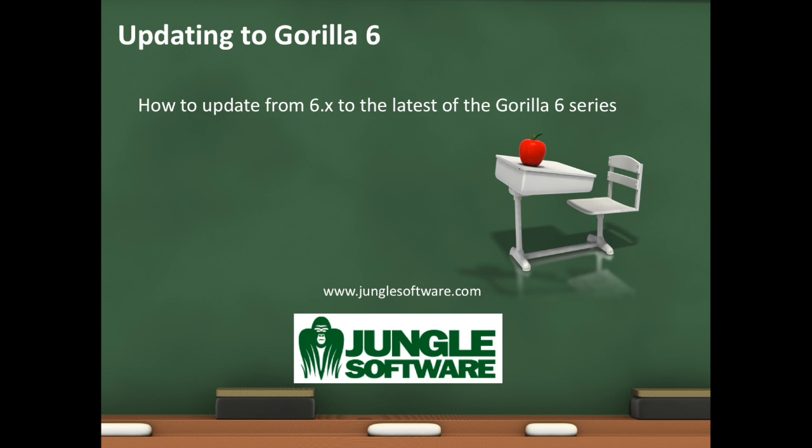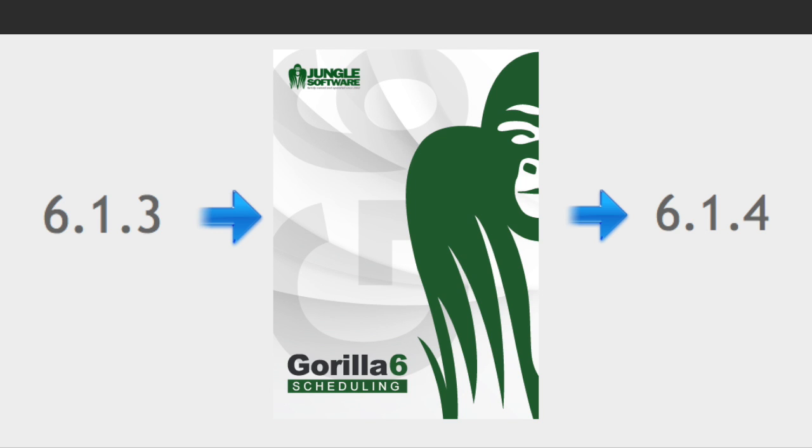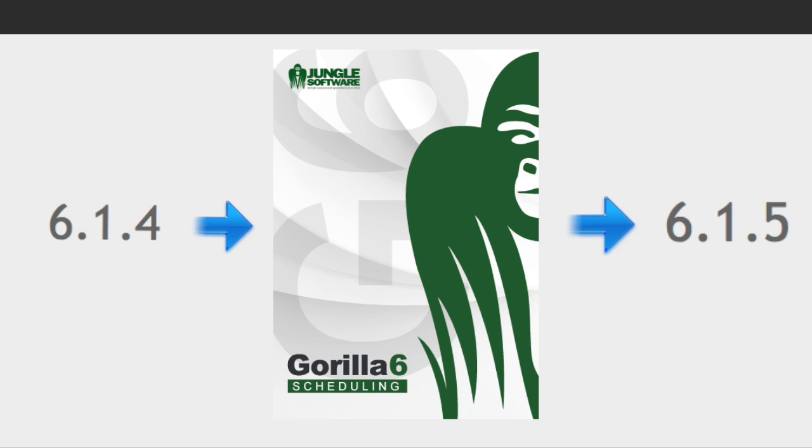This video will explain how to update your version of Gorilla 6 to the latest version of the Gorilla 6 series. For this tutorial, I'm going to update Gorilla 6.1.3 to 6.1.4. But the same procedure will work if you are updating from an earlier version of Gorilla 6, for example 6.1.0. If version 6.1.5 comes out, for example, the same procedure will work if you are updating from 6.1.4 to 6.1.5.